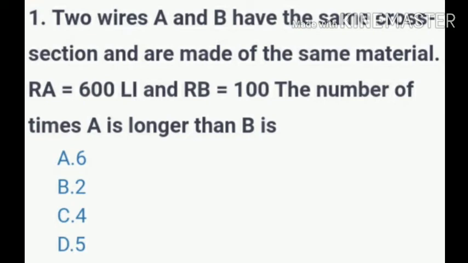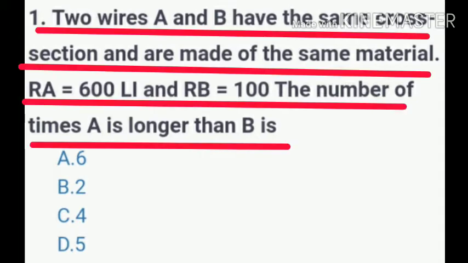Today we will discuss some MCQ related objective question answer video. So the first question is, two wires A and B have the same cross-sectional area and the same material, RA equal to 600 and RB equal to 100. So A is longer than B.